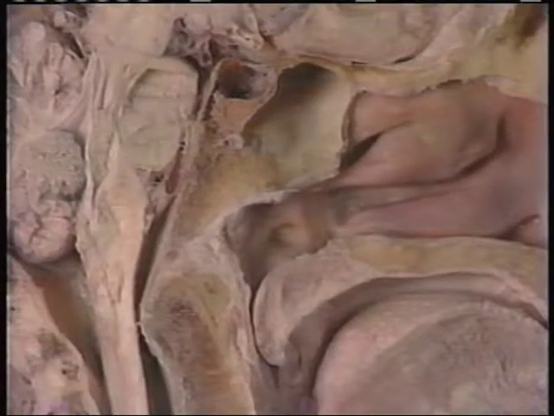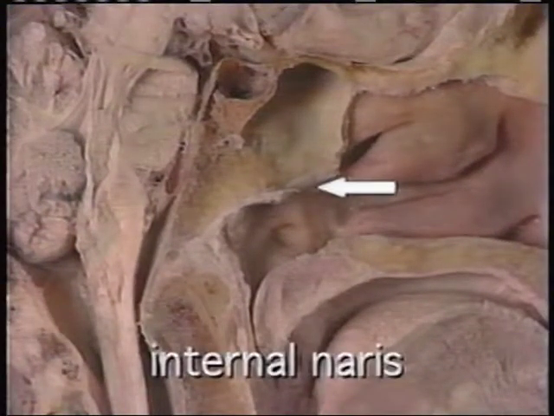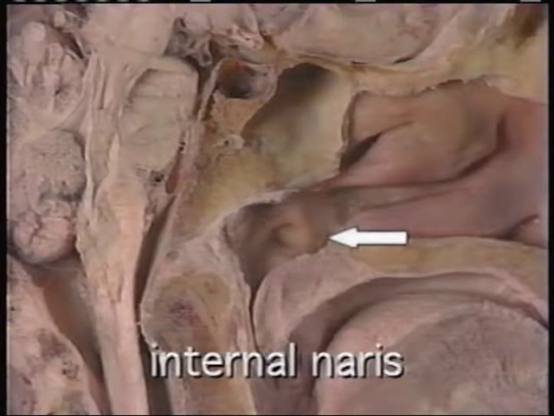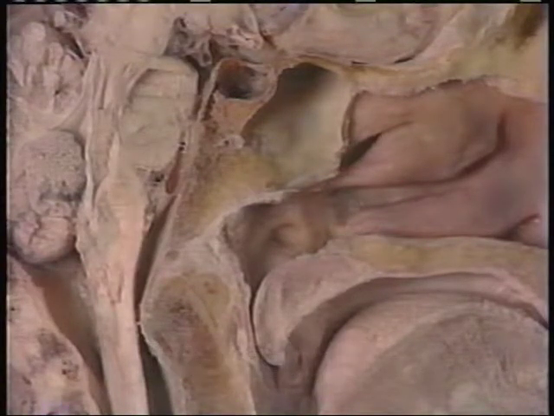Air leaves the nasal cavity through each internal nares and enters the nasopharynx. Usually, only air is transported through this portion of the pharynx. The lining of the nasopharynx is a continuation of the pseudostratified ciliated columnar epithelium that lines the nasal cavity.